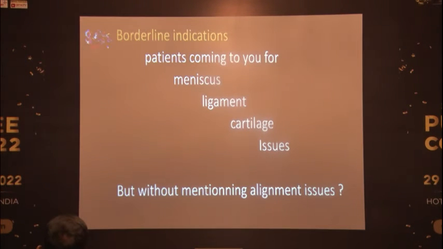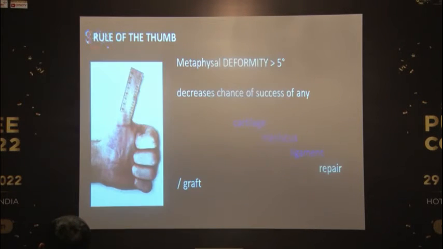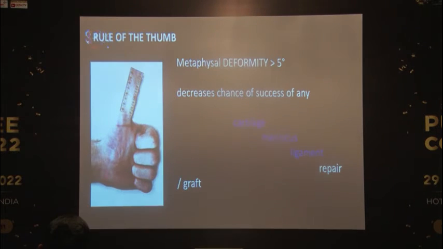Then come the borderline indications. And for me, it's very easy. I'm a sports surgeon, so patients come to me for meniscus, ligament, cartilage, or other issues, and they don't realize that they have an alignment problem. And the question is, what is the good indication in this kind of patient? And I would say that it's pretty easy. If there is a metaphyseal deformity of more than 5 degrees, let's say, for me it's 5 degrees, it can be maybe 3 or 4 for Chris or somebody else, but let's say more than 5 degrees.